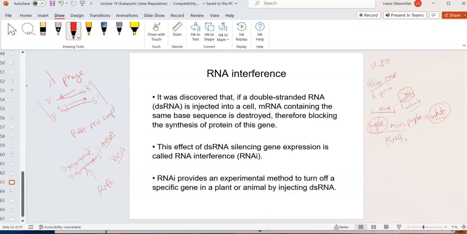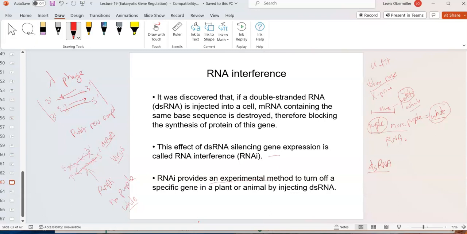So the RNA that codes for purple is destroyed, and so no purple is made. And if no purple is made, then the flower is white by default. The idea is that you could put in double-stranded RNA for almost anything and shut down that translation, post-transcription. Silence those genes.